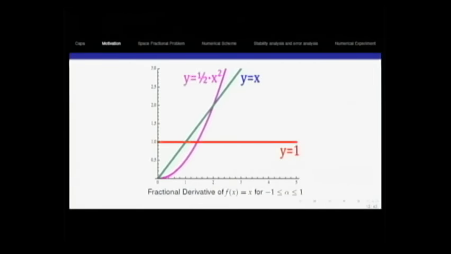So if you think of an example, y equals x, then this is a function. If you take alpha between minus 1 and 1, then for alpha equal 1 you get y equal 1, which is the regular derivative. And alpha equal minus 1 is the integral of y equal to x. So the derivative moves from here to here as alpha changes. This is a fractional derivative. It depends on alpha.